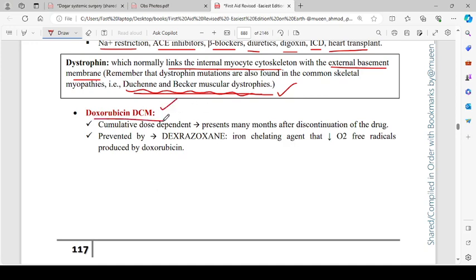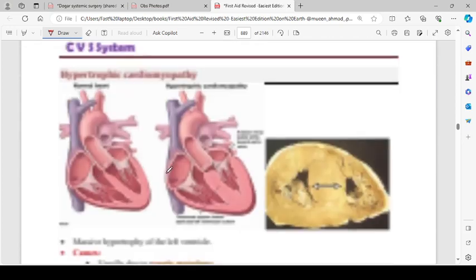Doxorubicin dilated cardiomyopathy. It is cumulative and dose dependent, presents many months after discontinuation of the drugs, and is prevented by dexrazoxane, an iron chelating agent that decreases the oxygen free radicals produced by the doxorubicin. Then we have hypertrophic cardiomyopathy.